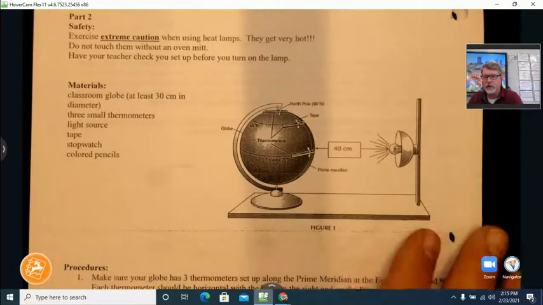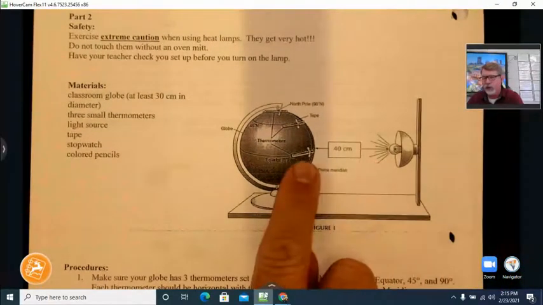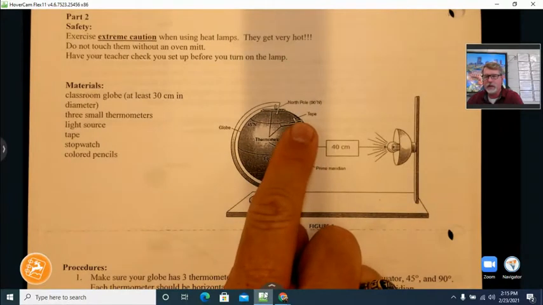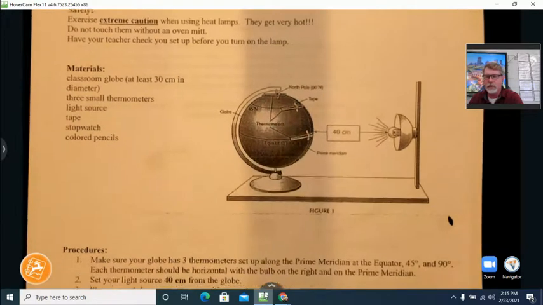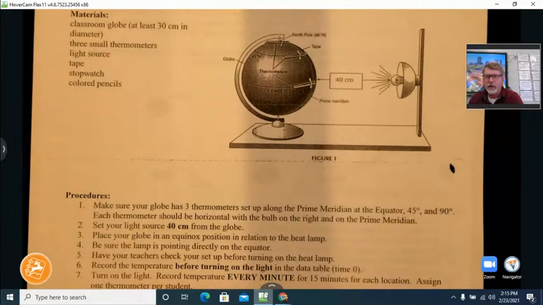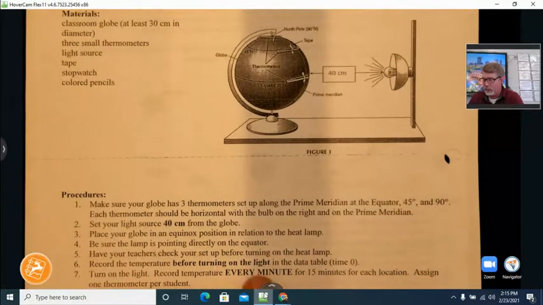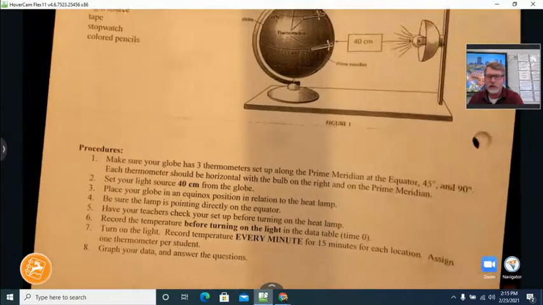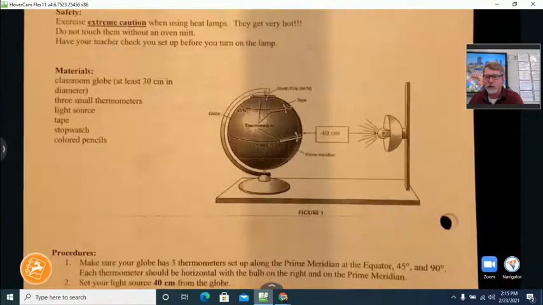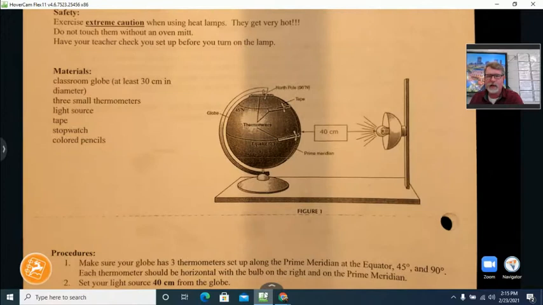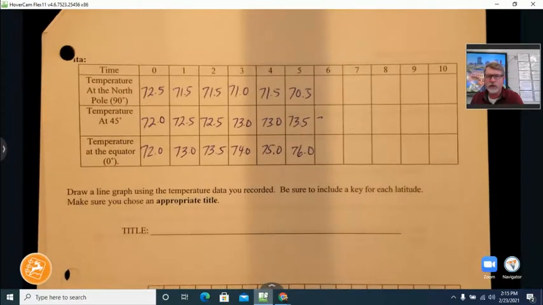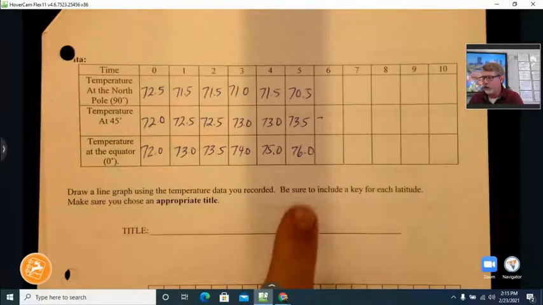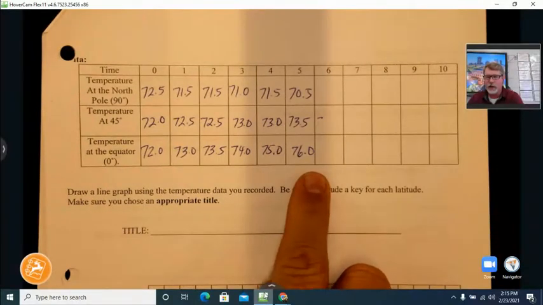And so what we're going to do is set up this heat lamp, and we're going to record the temperature at the equator, at the 45-degree mark, and then at the 0-degree mark. And we will record that temperature every minute for 15 minutes. And we will record the data, okay? So provided here is a set of data for you to use. So we actually only recorded 5 minutes of data.